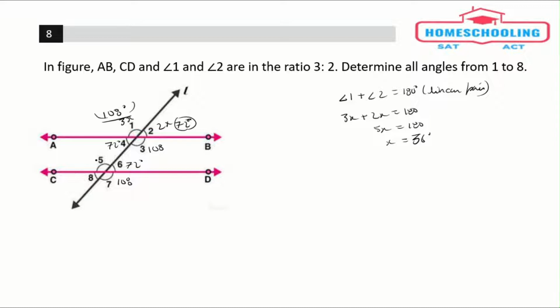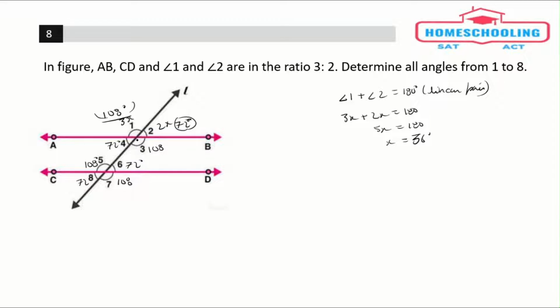Similarly, angle 1 and angle 5 are corresponding angles, so this one would be 108, and angle 4 and angle 8 are corresponding angles, so both of them will be equal, so this is going to be 72. So we have determined all the angles. Angle 1 would be 108, angle 2 would be 72. Angle 1 and angle 3 are vertically opposite, so both will be equal. Angle 2 and angle 4 are vertically opposite, so both would be 72.